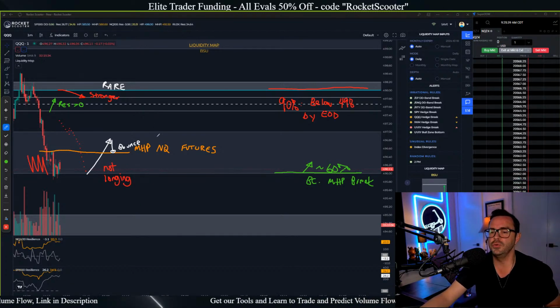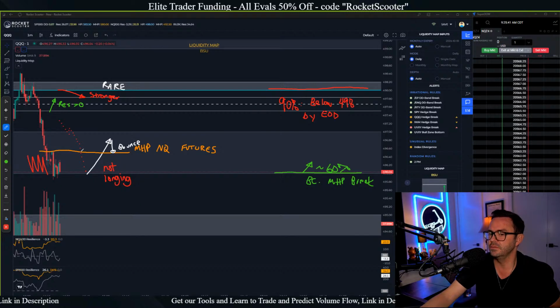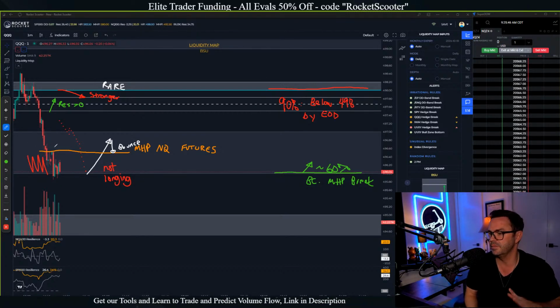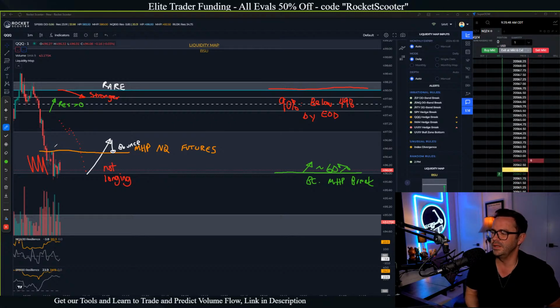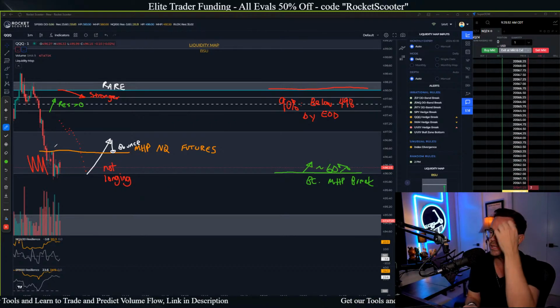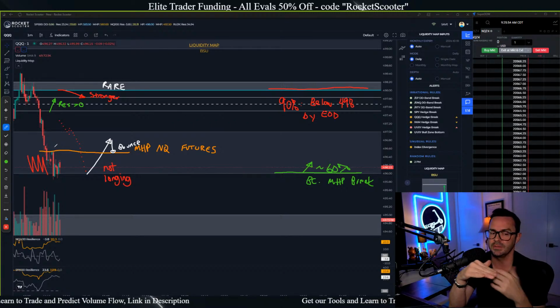So Simon, yeah, you can convert MHP QQQ to MHP Nasdaq, and back and forth to futures. But you really want to look at both of them side by side together. The equities chart's not going to have the futures numbers on it, but I'm watching them at the same time.